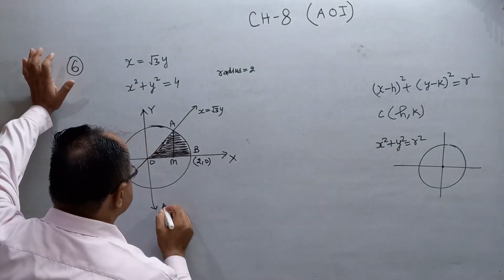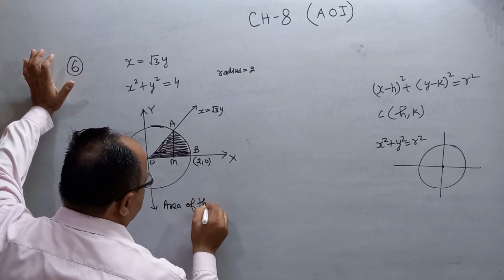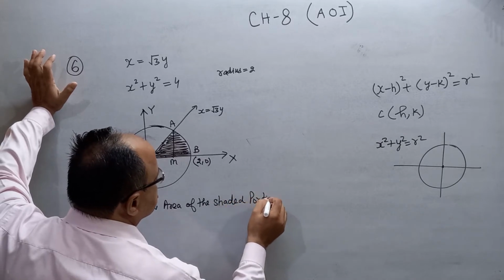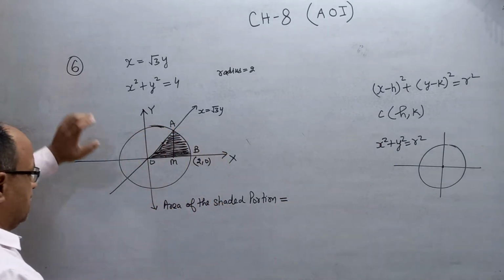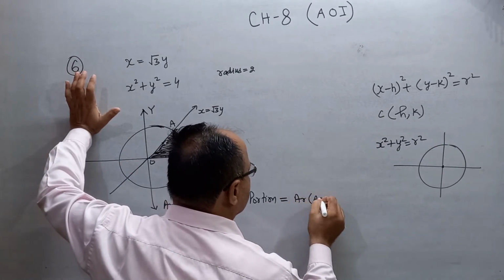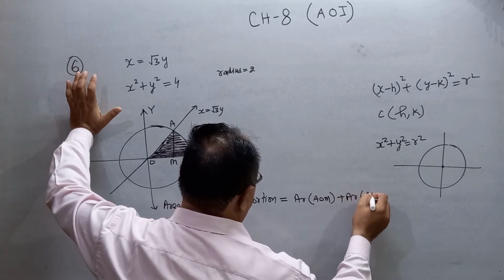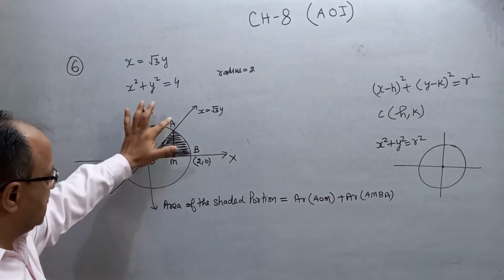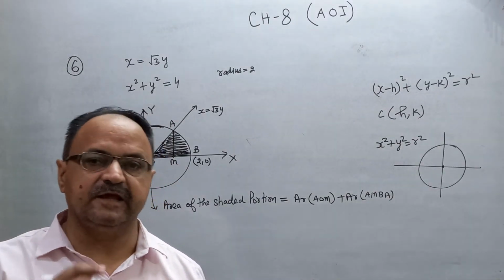Then area of the shaded portion, you know that, area AOM plus area AMBA. AOM plus AMBA. Clear? Now firstly find the coordinate of A.